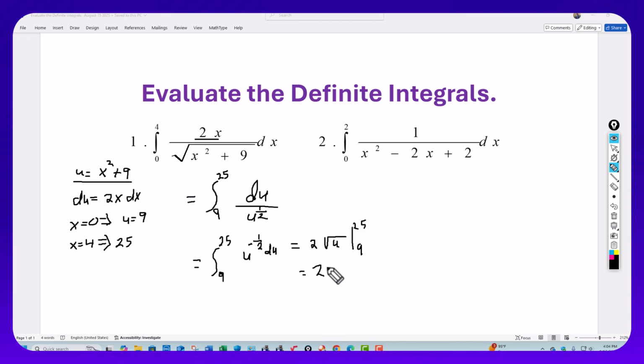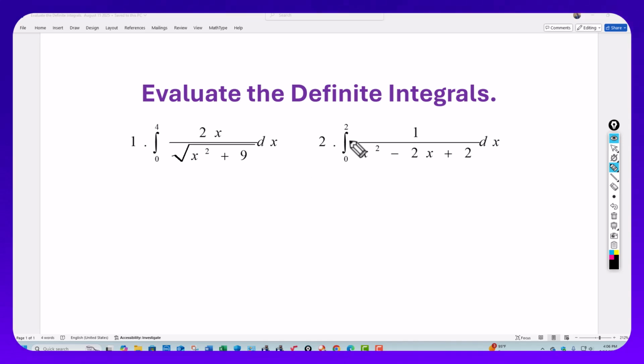So this will be 2 evaluated at the upper limit, 2 times the square root of 25. And then it's minus 2 times the square root of the lower limit, which is 9. And just evaluate this. Square root of 25 is 5 times 2 will be 10. Square root of 9 is 3 times minus 2 is minus 6. 10 minus 6 is equal to 4. So that's the value of the first integral. Evaluate it from 0 to 4, change the variable in terms of u, change the limits to 9 to 25, and we got the answer of 4.